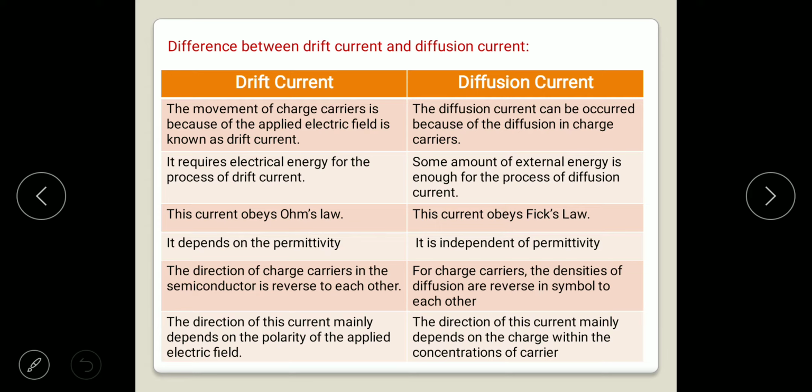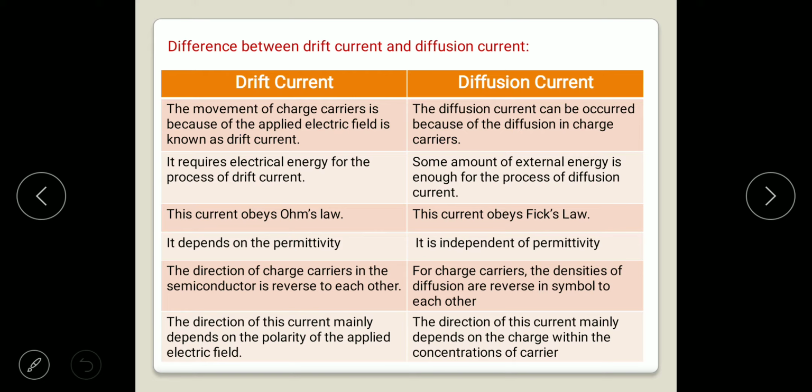Second point, drift current requires electrical energy, whereas some amount of external energy is enough for the process of diffusion current. Third, drift current obeys Ohm's law, and diffusion current obeys Fick's law. Fourth, drift current depends on the permittivity, but the diffusion current is independent of the permittivity.